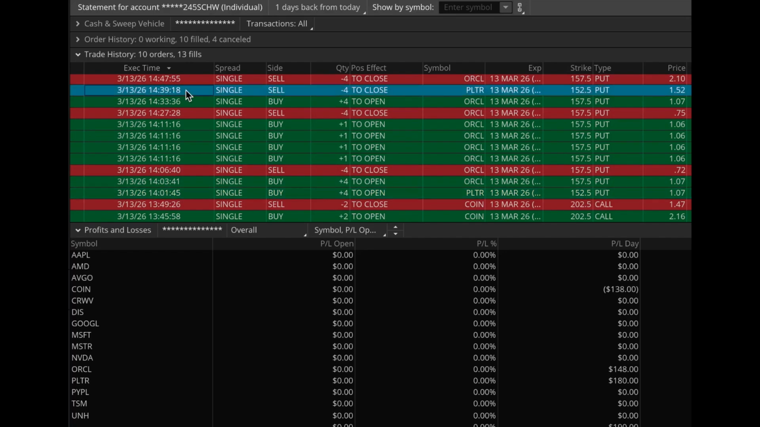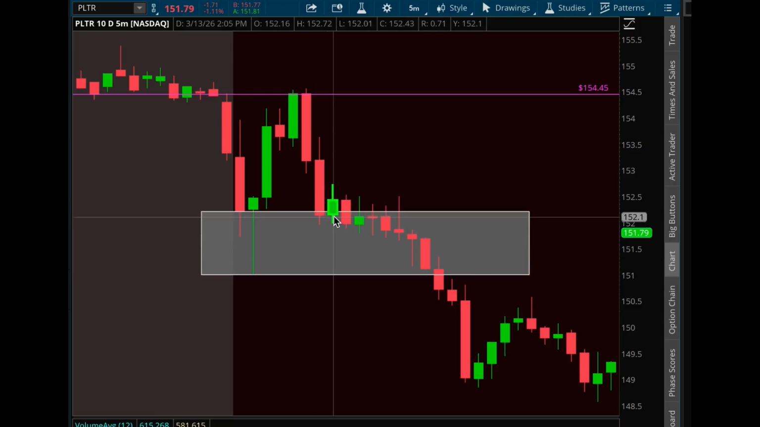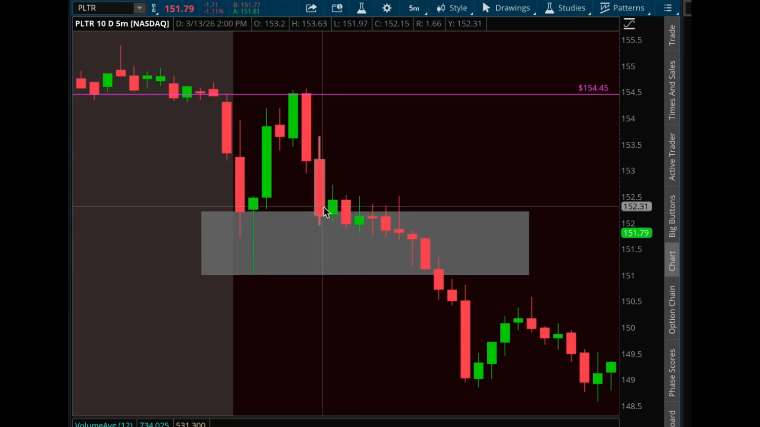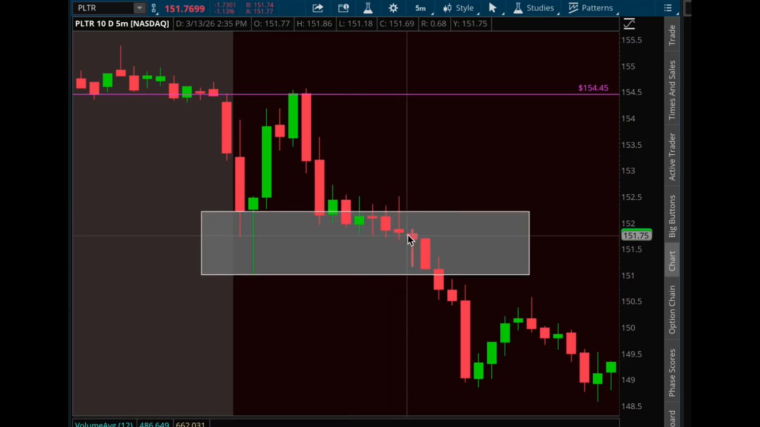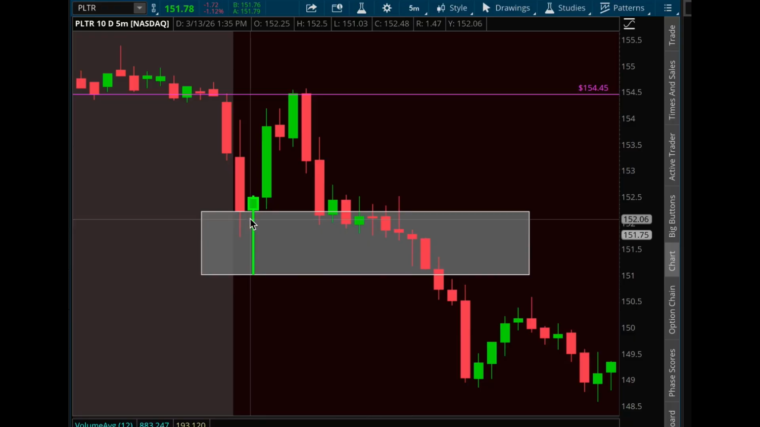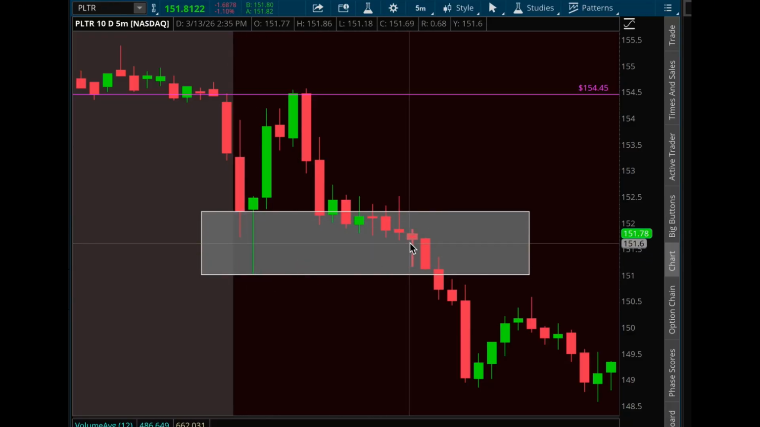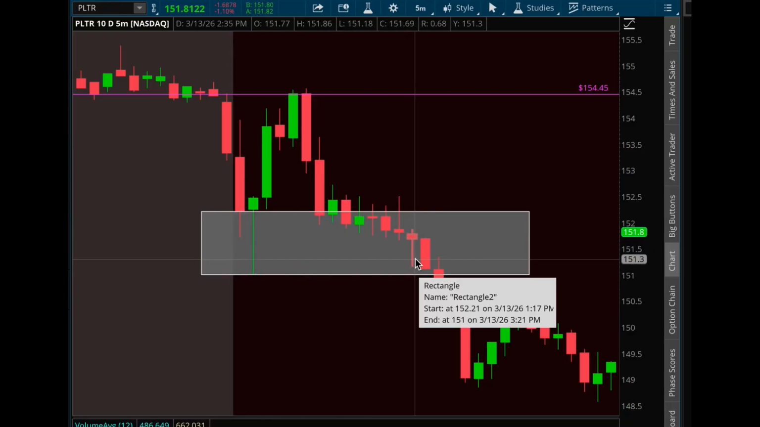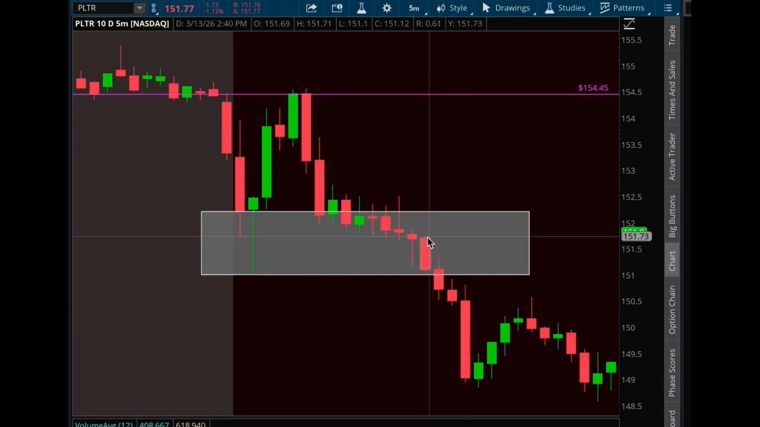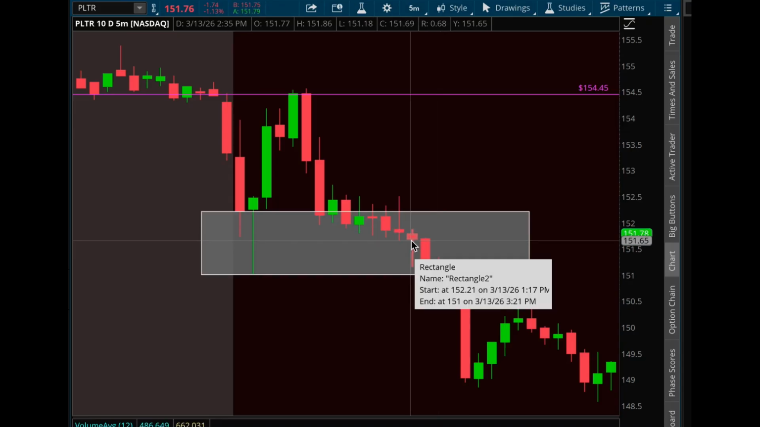at 1.52 at 14:39. As we moved down, I brought my stop closer, and I exited right here as we formed this hammer candle again around this particular wick fill area, and I thought, okay, we're gonna possibly hold and possibly reverse. So I took my profits because I was down for the day and I walked away.